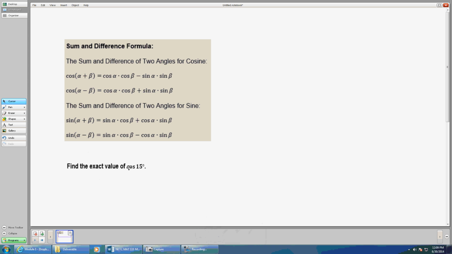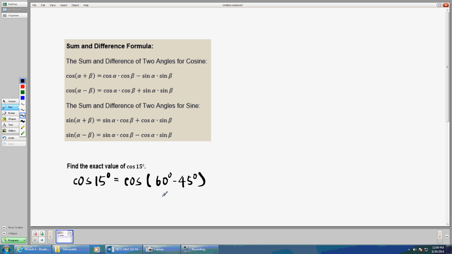So think about it in this way: cosine of 15 degrees, which we can rewrite as cosine of 60 degrees minus 45 degrees. To use the unit circle, we need to think about the angles on the unit circle that can somehow help us to come up with the 15 degrees. So we can think of 60 degrees minus 45 degrees.